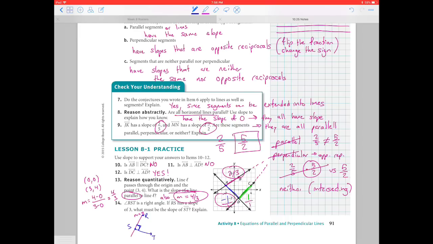All right, welcome back. If our slope is 3, we can rewrite that as a fraction as 3/1. If we want to find the opposite reciprocal, we have to first flip the fraction, so we get 1/3, and we have to make it the opposite, so change the sign. So our slope, the opposite reciprocal, should be -1/3, and that would make it perpendicular. So this is the first video. It was just a recap of 8.1.